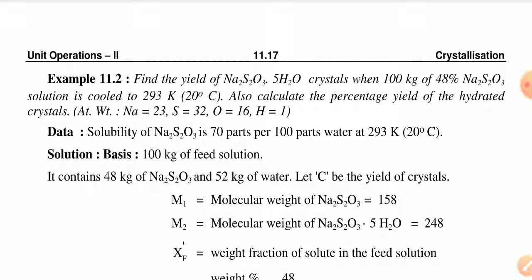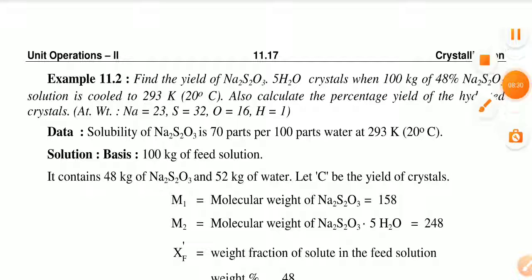Find the yield of Na2S2O3·5H2O crystals when 100 kg of a 48% Na2S2O3 solution is cooled to 293 Kelvin, which is 20 degrees Celsius. Also calculate the percentage yield of the hydrated crystals. The atomic weights are Na is 23, S is 32, O is 16 and H is 1, all given to you.